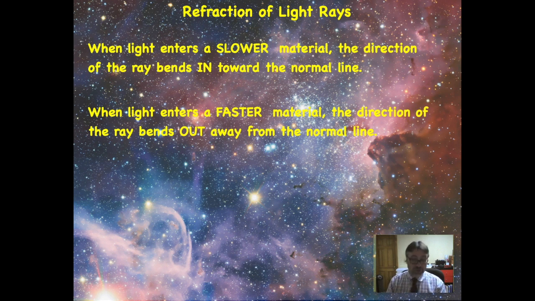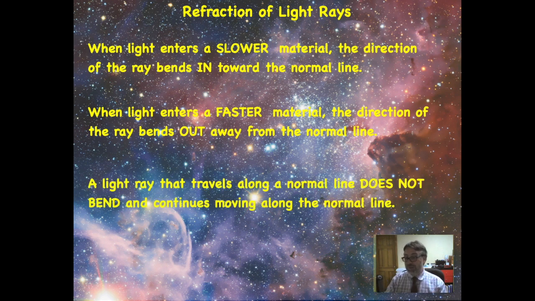But if you reverse the process, if light goes from a slow material like water or glass and travels into air, say, then the speed of light will increase and the light ray will bend out away from the normal line. If you come straight along the normal line, then the entire wave changes speed all at once, and then you don't bend at all. So you only see this bending of light, this refraction of light, when you strike a boundary at an angle.